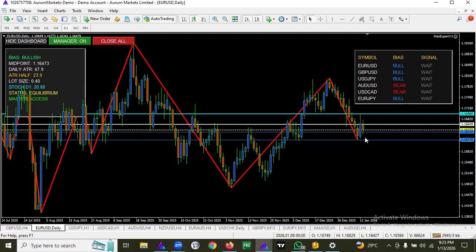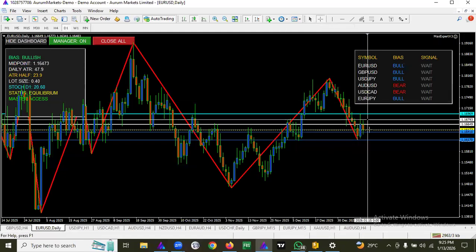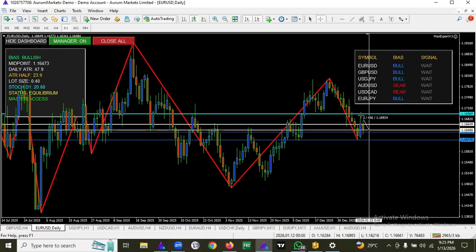Price is currently at a discount area, so we should wait for price to pull back to a premium area before we sell. And you can see the daily average true range value is 47.9. Then the half average true range is 23.9. So before you sell, price should retrace back at least by 23 pips.